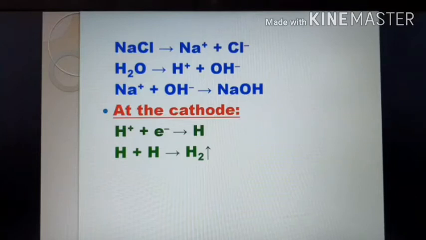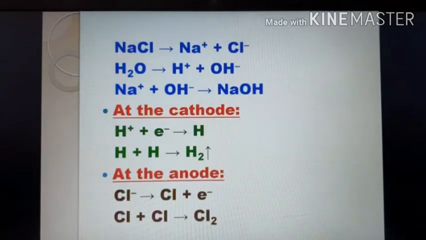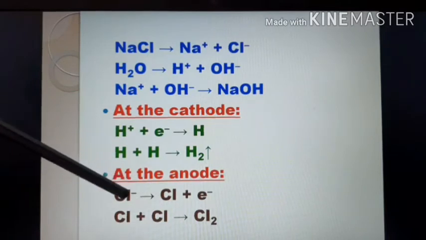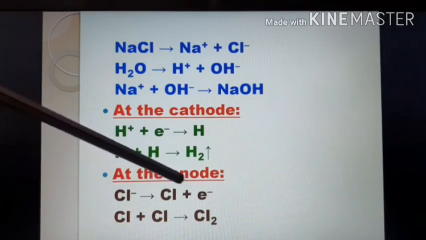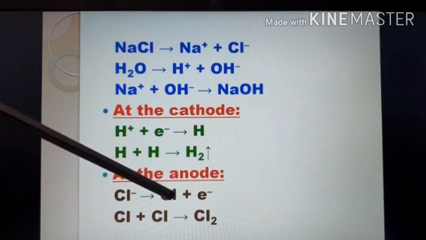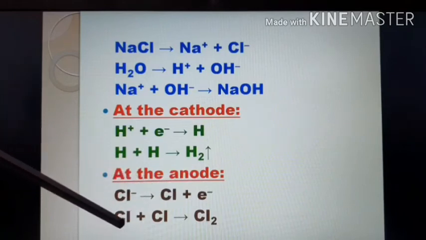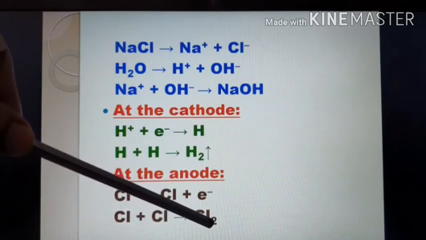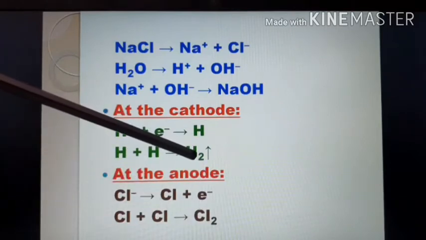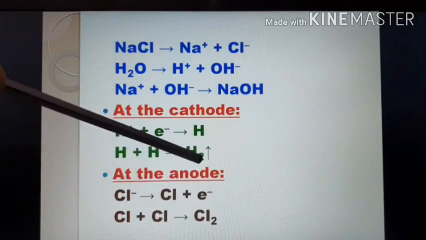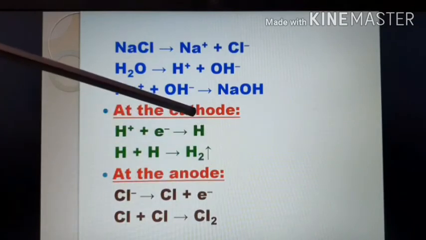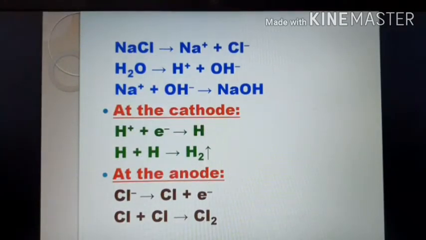What happens at the anode? At the anode, the Cl- ion undergoes oxidation, loses an electron, and becomes a chlorine atom. Chlorine atoms combine with each other and form chlorine gas. These hydrogen and chlorine gases are formed near the cathode and the anode. So in this process, we prepare chlorine gas. This is the electrolytic process of manufacture of chlorine.